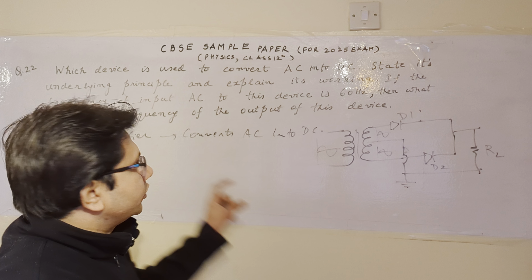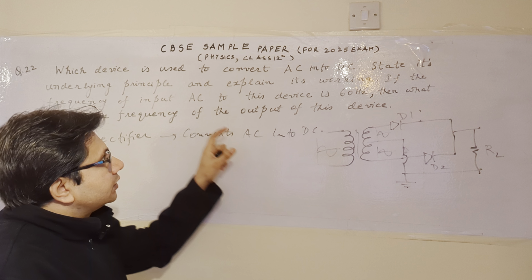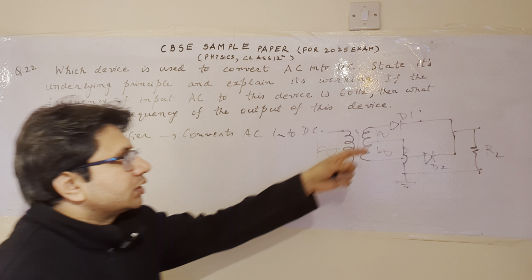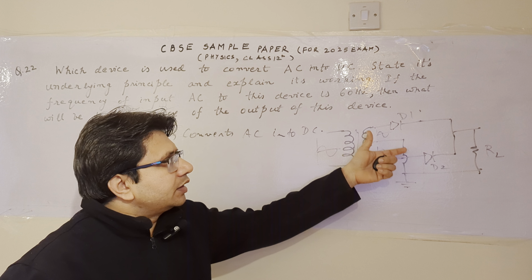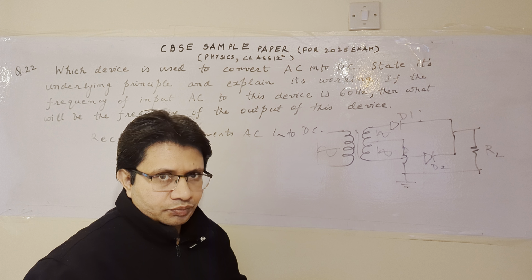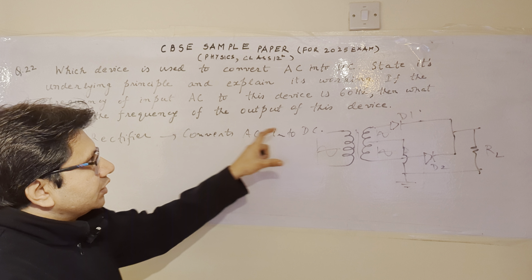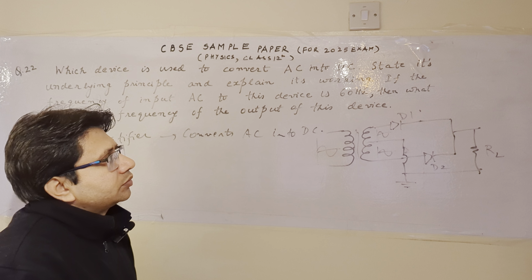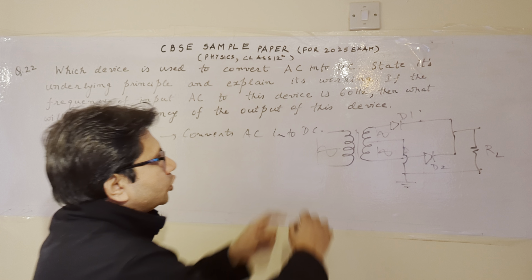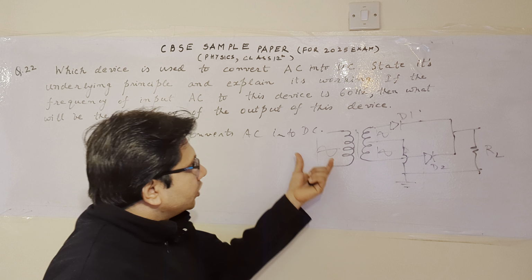So for this particular answer, we have to write down that the underlying principle is to use the diodes and make one of the diodes on and one of the diodes off. This is the underlying principle. And we have to explain the working then. For the working, we have to draw this particular diagram and explain the working like this.